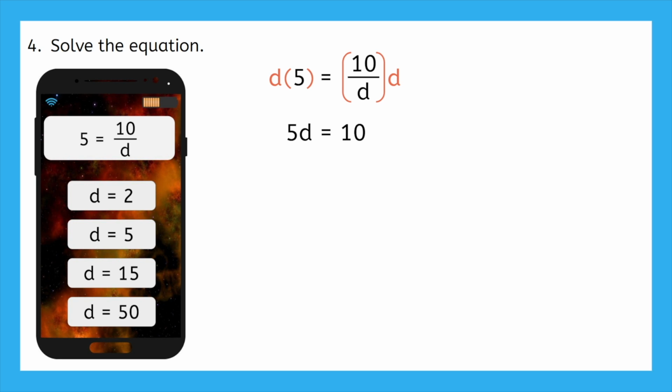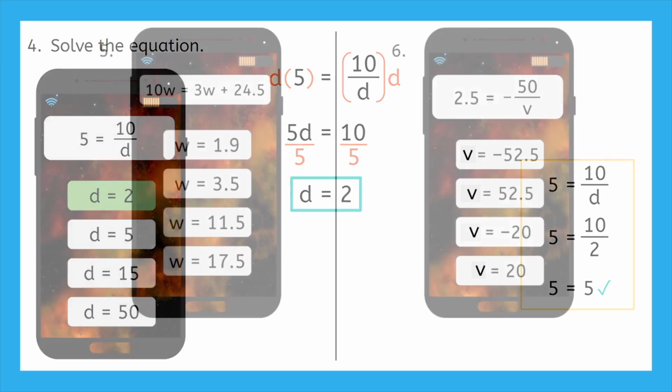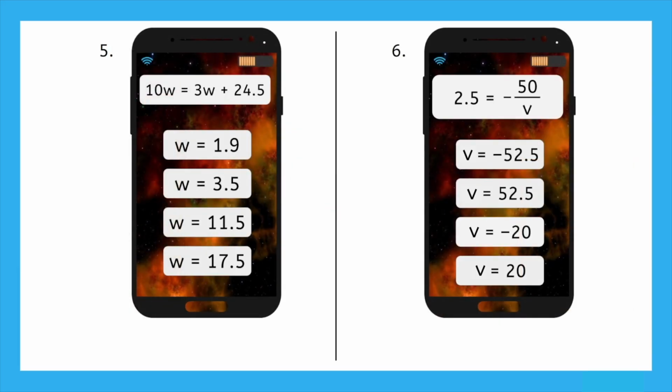Now we have 5d equals 10. And we can solve that. Divide by 5 on both sides, and we have d equals 2. Let's check it just to be sure. Substituting 2 for d into the original equation and evaluating gives us 5 equals 5. We figured it out. It was all about using inverse operations. You've got 2 more problems here. Pause while you solve each equation and come back when you're done.